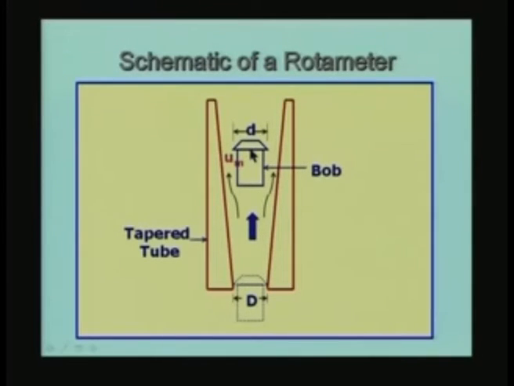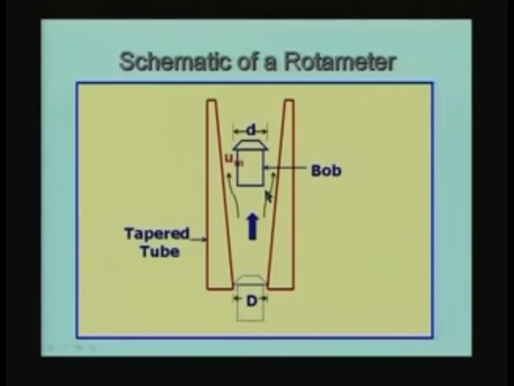One, of course, is the weight of the bob, which is vertically downwards. Then there is the force of buoyancy, because it is displacing a certain volume of the material which is flowing, either a gas or a liquid, and therefore there is a buoyancy force which is upwards, by Archimedes principle. And thirdly, there is a drag force because of the flowing fluid which negotiates over the bob. It flows with a larger velocity in the annular region and goes back and joins here.